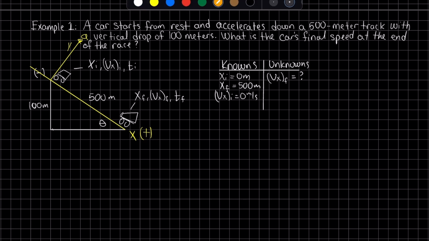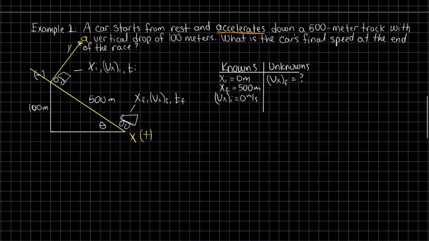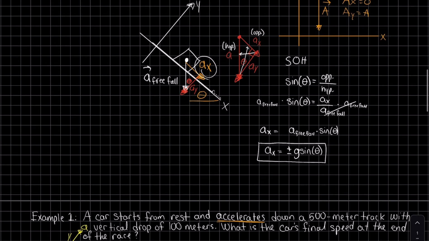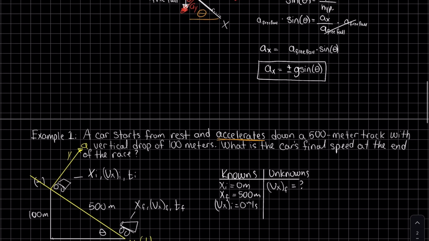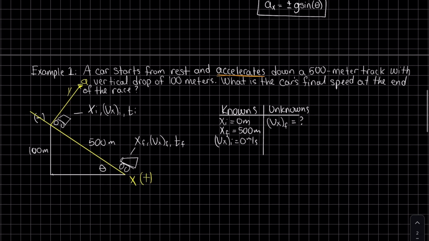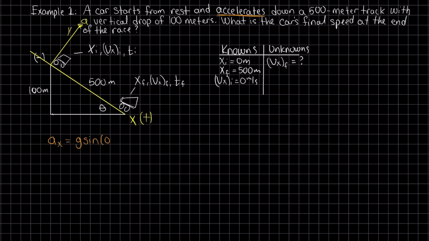I know that the object is accelerating down the ramp, but it doesn't tell me what the acceleration is. I can use what we just established. Remember that we said that any object that is sliding down a ramp is going to have an acceleration of g sine theta. So let's go ahead and figure out what that is. Notice how I'm calling this positive acceleration because the object is moving in the positive direction. So the velocity and the acceleration all point in the same direction. So therefore, this object speeds up.